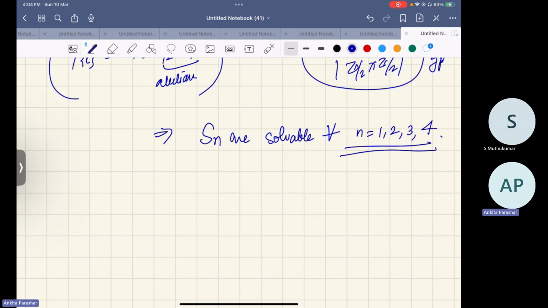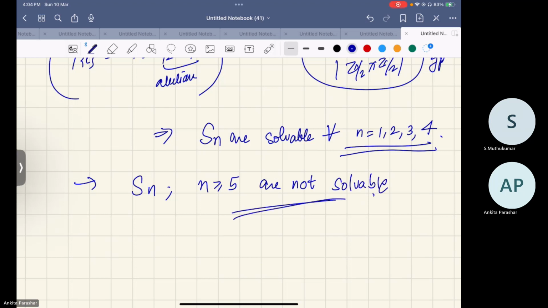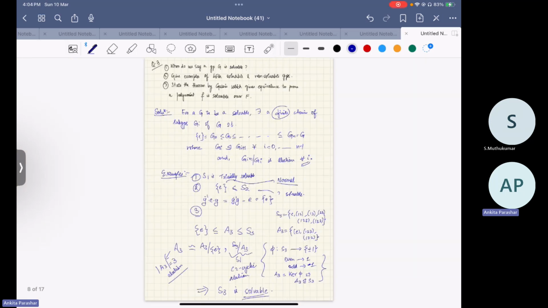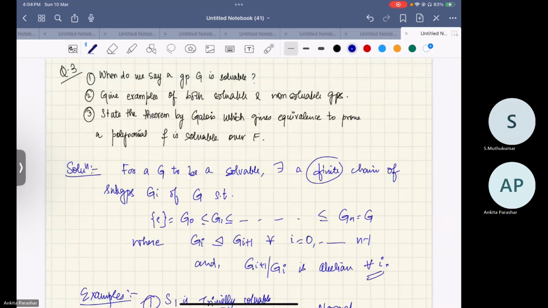All right, so maybe we can see later, but the example of a non-solvable group is Sn. In fact, all n greater than or equal to 5 are not solvable. We will discuss later why S5 is not solvable. Let's go to question number 3.